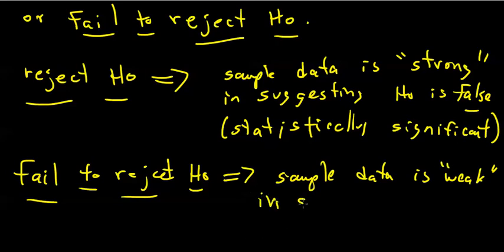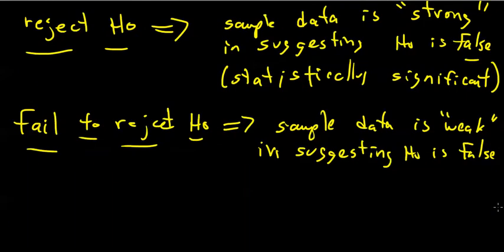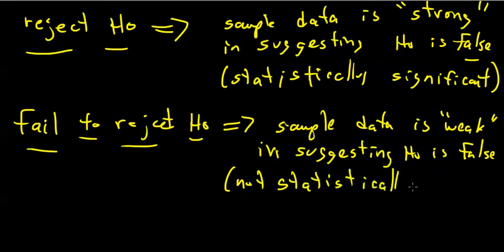In suggesting H0 is false. In other words, this suggests that H0 is actually true. And in this case, of course, this shows that the sample data is not statistically significant.